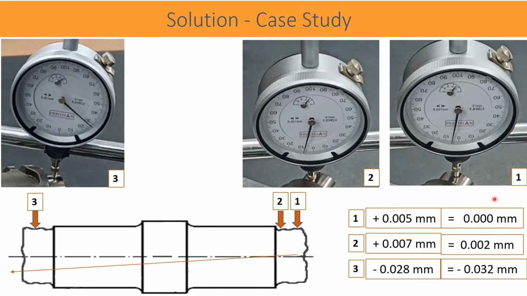To summarize, all three readings are shown in the first column. If we remove the common error of 5 microns, then for the 2 micron taper of the datum axis, the tolerance cylinder measured is minus 32 microns.